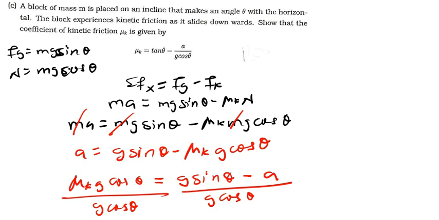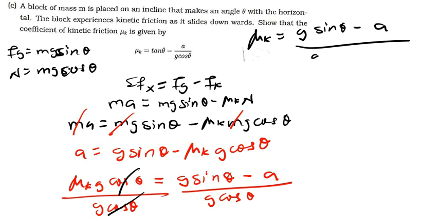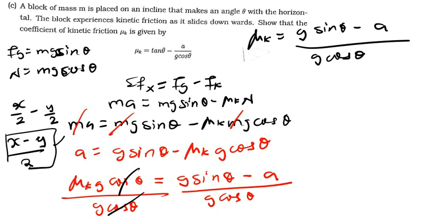We just want to show that that formula is given by that. These two can cancel. Then now I have mu k being equal to (g sine theta minus a), and I divide this by g cos theta. Let us look at this. If I have x divided by 2 minus y divided by 2, it's the same as x minus y, then I divide it by 2. It's the same thing. So now I can take this back to that.